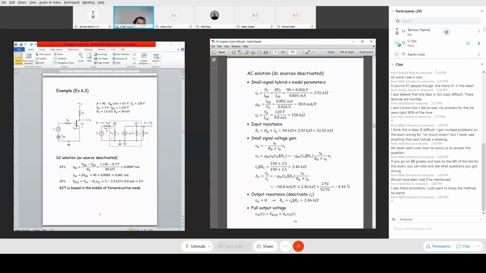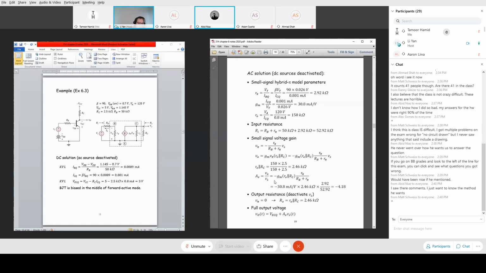The negative sign says the output voltage and the input or source voltage polarity just flip. When the input is on the positive cycle, the output is on the negative cycle. That's just the physical reality, but it doesn't impact any performance of this common emitter amplifier.